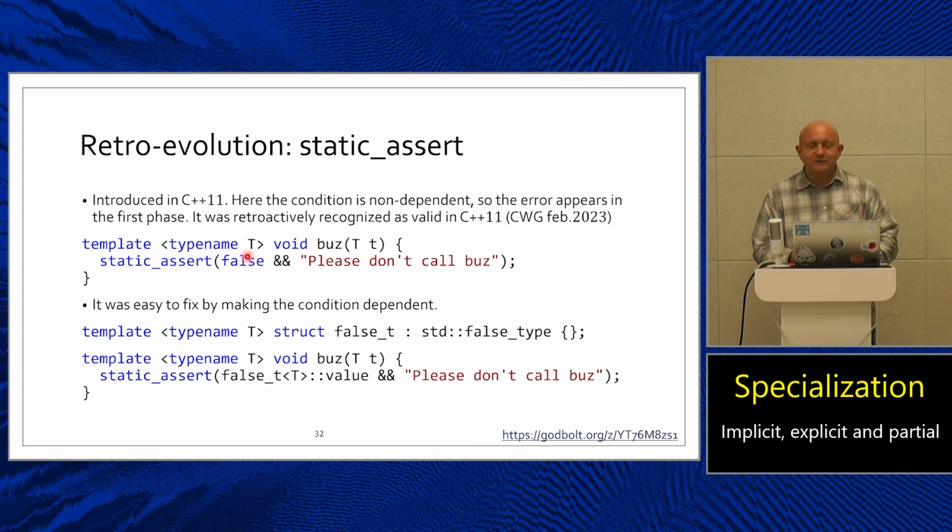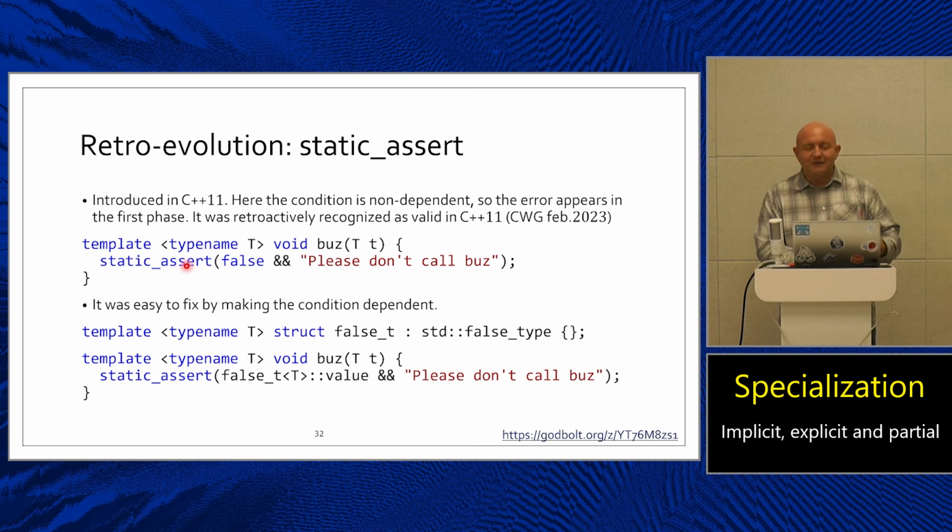And the standard fix for years was to make the condition dependent by wrapping the false in a helper template. This forced the check into the second phase, so the assert only fires if the function is actually instantiated. But, and here's the fascinating part, this is a perfect example of the language's retroevolution. In 2023, the Standard Committee decided this first example should have worked all along, even in C++11.